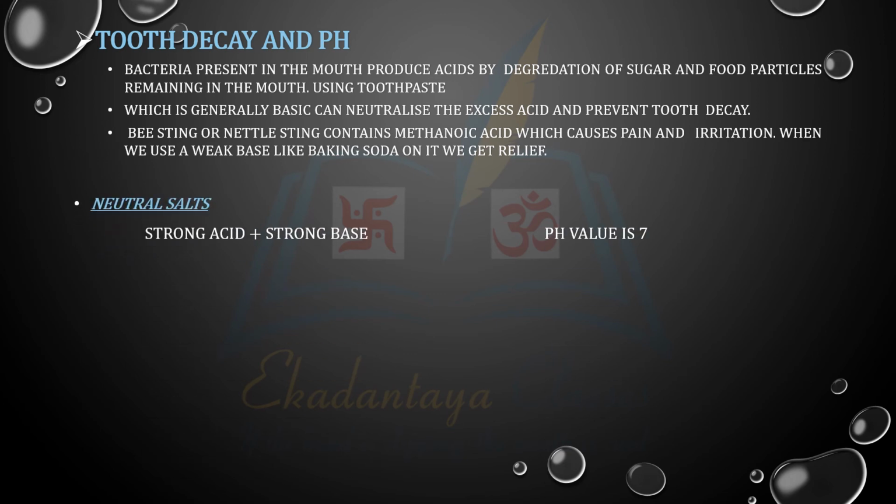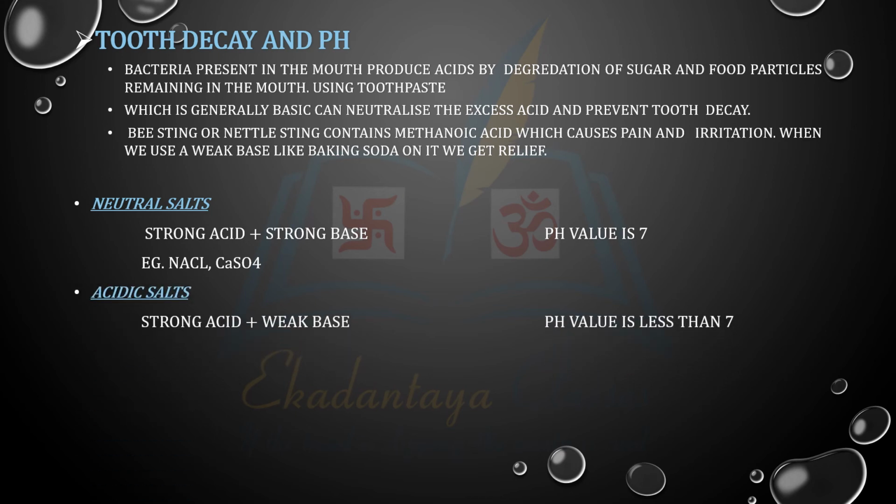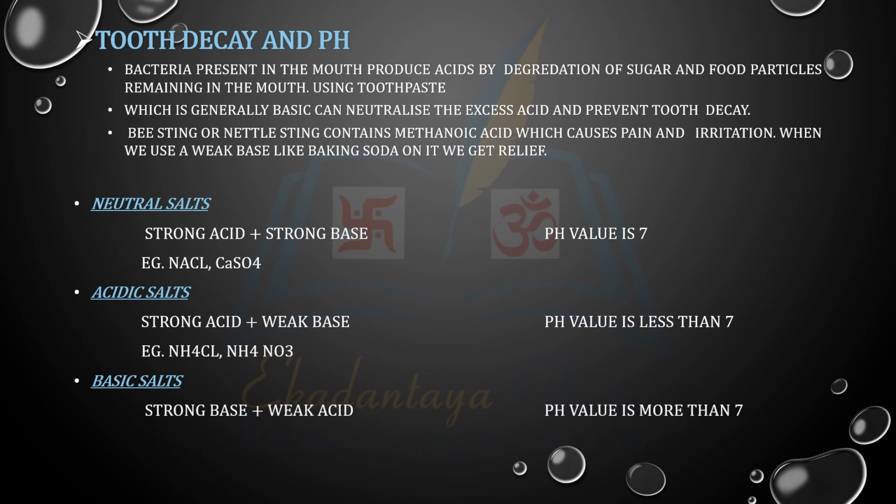Neutral salts: strong acid plus strong base, whose pH value is 7. Example: NaCl, CaSO4. Acidic salts: strong acid plus weak base, pH value is less than 7. Example: NH4Cl, NH4NO3. Basic salts: strong base plus weak acid, pH value is more than 7. Example: CaCO3, CH3COONa.